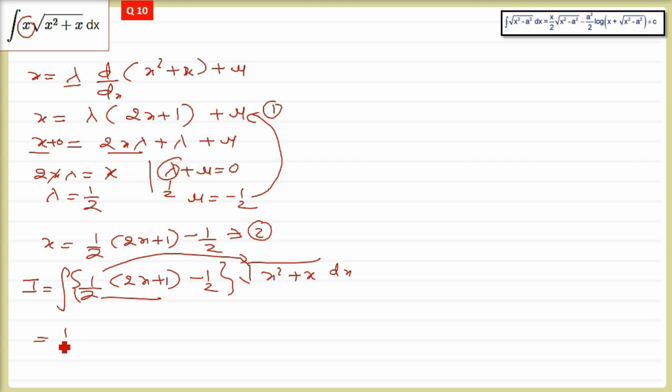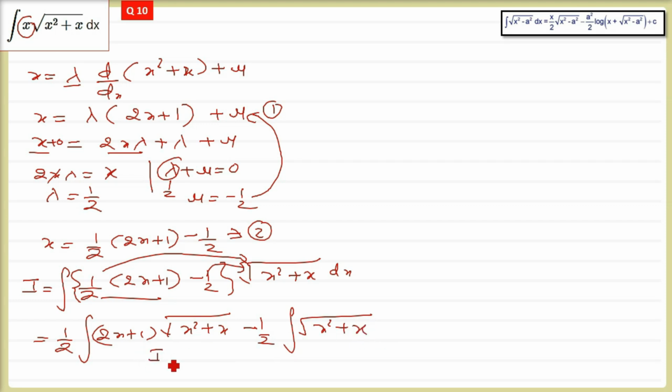Now multiply these two separately. That means I am taking half outside. 2x plus 1 will be multiplied with under root x square plus x. So 2x plus 1 into under root x square plus x, you can call it I1, which is our first term. The second term is negative half multiplied by under root x square plus x, and this is again an integration. I am just not writing dx; you assume that dx is always there.